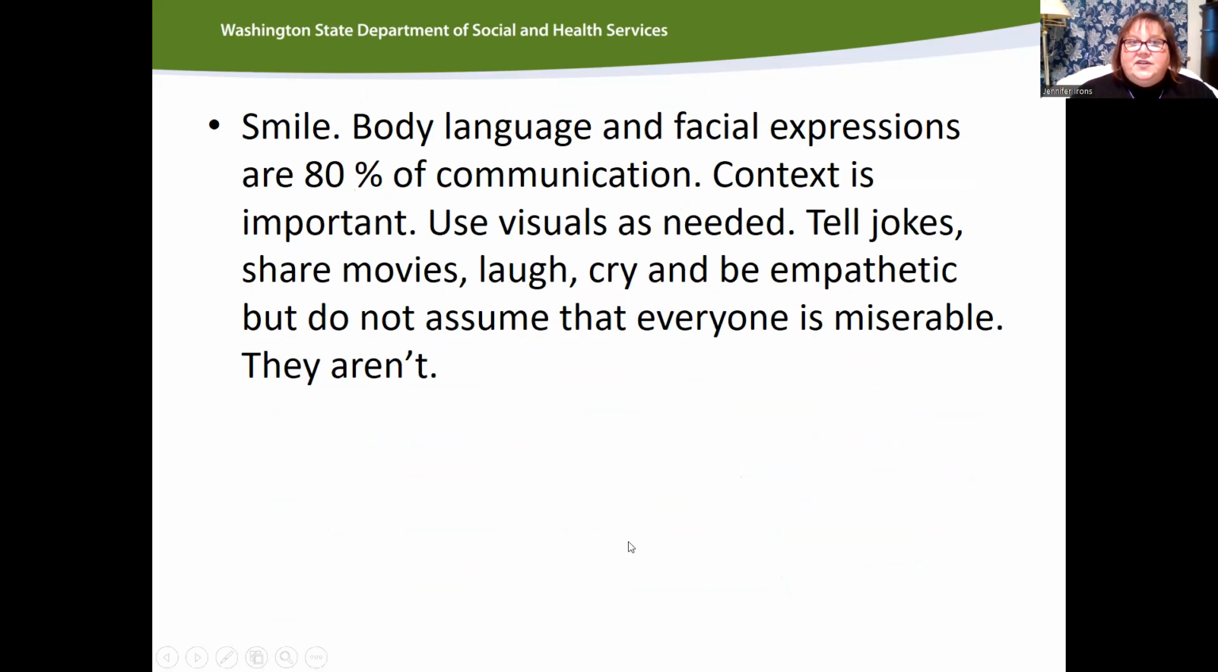Smile, body language, and facial expressions are 80% of communication. Context is important. Use visuals as needed. Tell jokes, share movies, laugh, cry, and be empathetic, but do not assume that everyone is miserable, because they aren't.